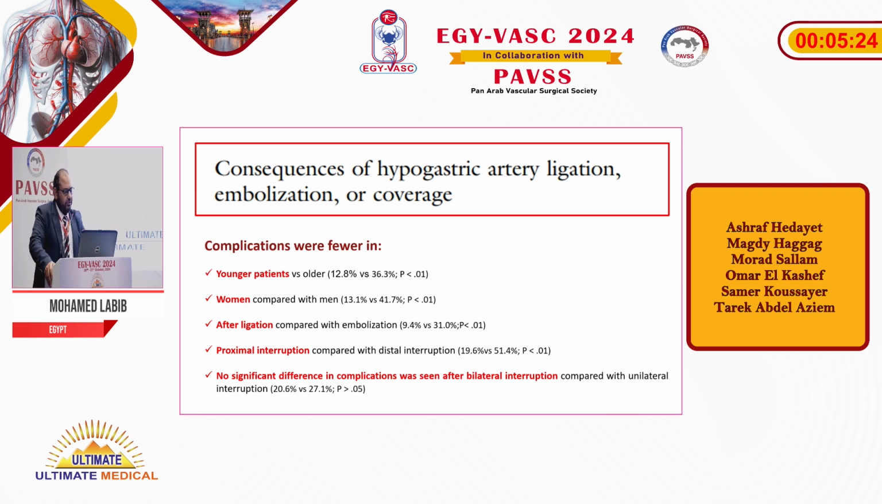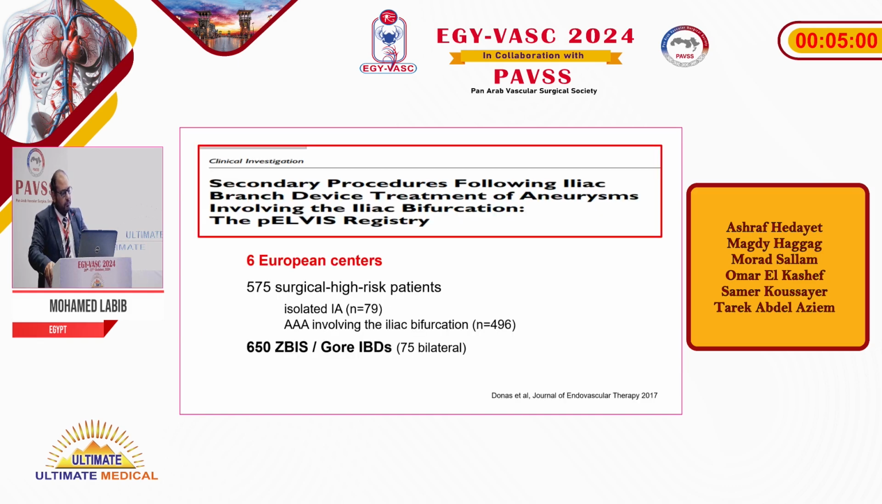But they found that these complications were fewer, especially in younger patients versus older ones, women compared with men, after ligation compared with embolization only, and proximal interruption of the hypogastric compared to distal interruption. And they found that there is no significant difference in complications after bilateral interruption of the hypogastric arteries.